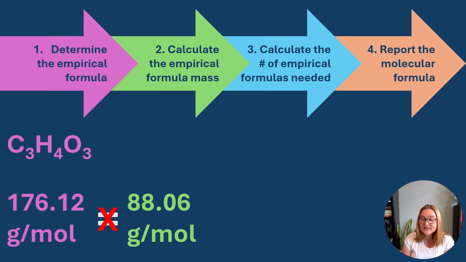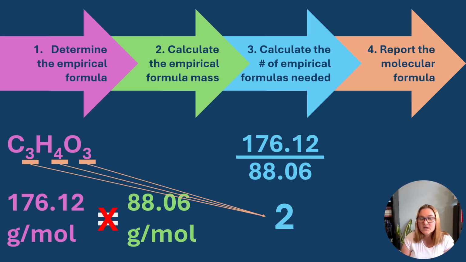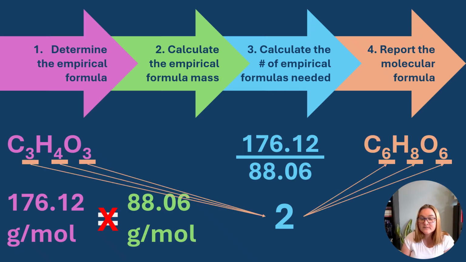So on to calculating the number of empirical formulas that I need to make up that molecular formula. To do this, we take the molar mass of the molecule, the bigger of our two values, and divide it by the smaller of our two values, or the mass of that empirical formula. When we do this, we get a value of 2. This 2 means that there are twice as many atoms as there are in the empirical formula in that molecular formula. Now in practice, you'll multiply the subscripts in your empirical formula by this value that you just calculated. Doing so will move you towards the molecular formula.